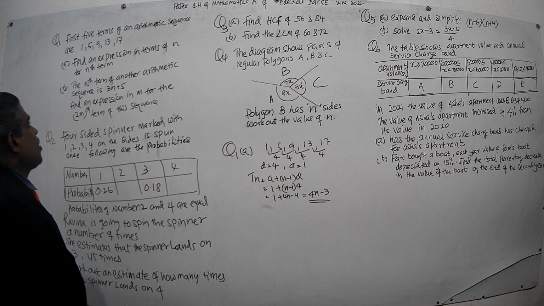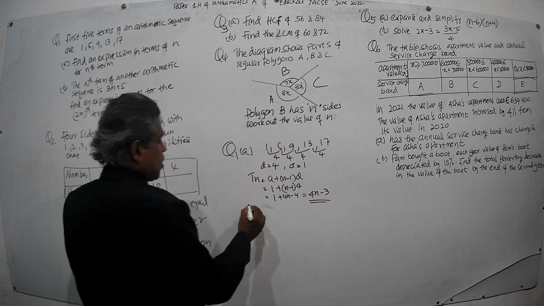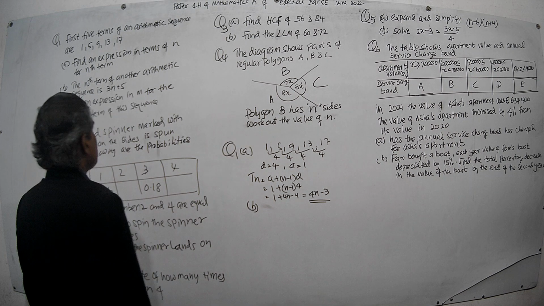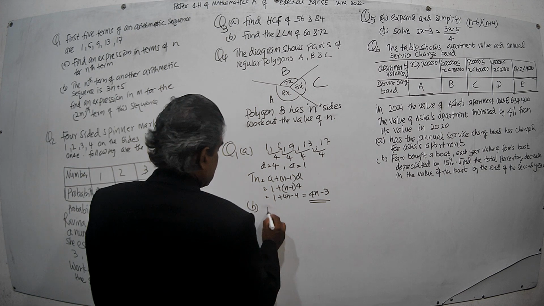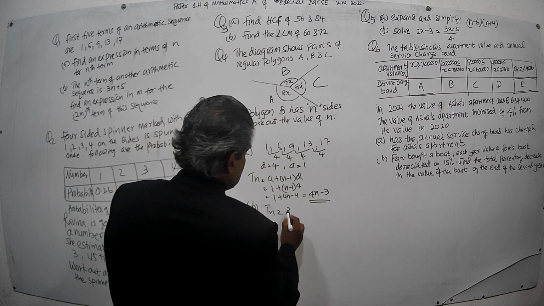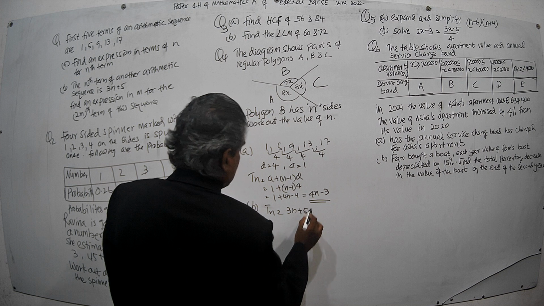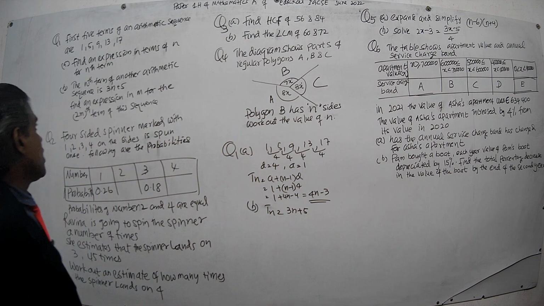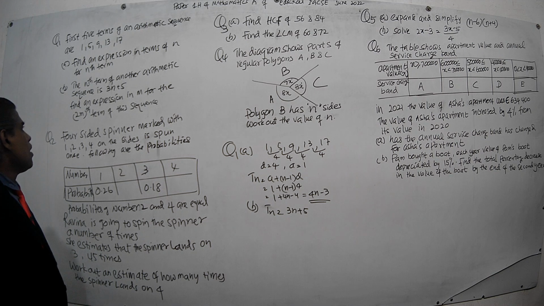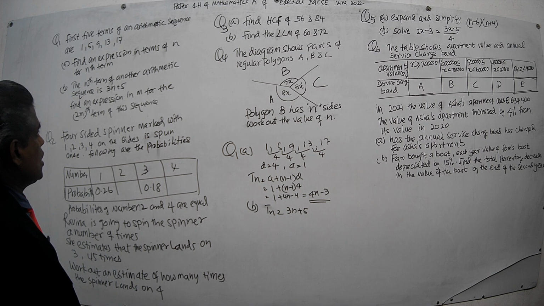So next one, B. The nth term of another arithmetic sequence is 3n plus 5. Then this second part, B. They say the nth term of another arithmetic sequence, that is Tn equals how much? They have given 3n plus 5. That is the nth term of another different sequence, right? Find an expression in terms of m for the 2mth term.